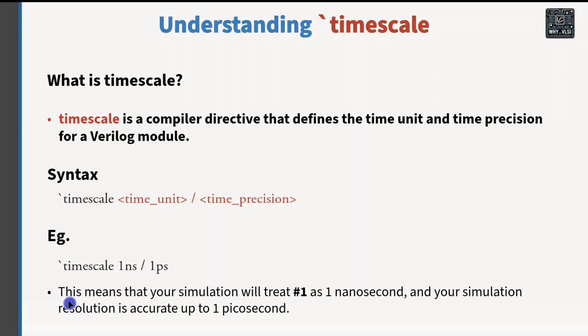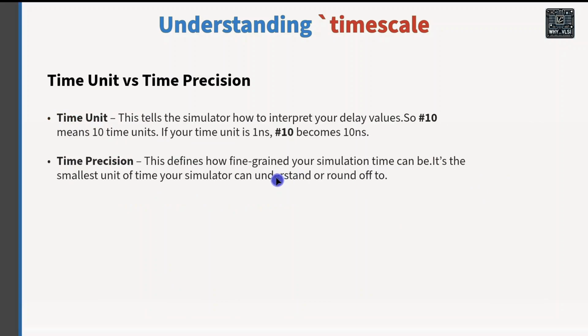So what does this mean? This means that your simulation will treat #1 as 1 nanosecond and your simulation resolution is accurate up to 1 picosecond. So we'll see what time unit and time precision are. The time unit tells the simulator how to interpret your delay values. So let's say you have entered #10. So what does it mean? In general, you will see this as a #10 time unit.